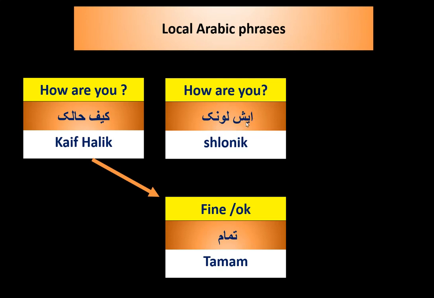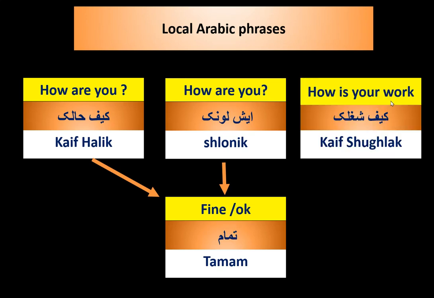It is actually ish launak. Ish means what? Laun means color. This ka represents you. Your color. Launak. But here it does not mean what is your color. Actually, it means how are you? Ish launak. The short form is shlonak. The answer will be tamam. Fine or okay. I'm fine. Okay. Tamam.